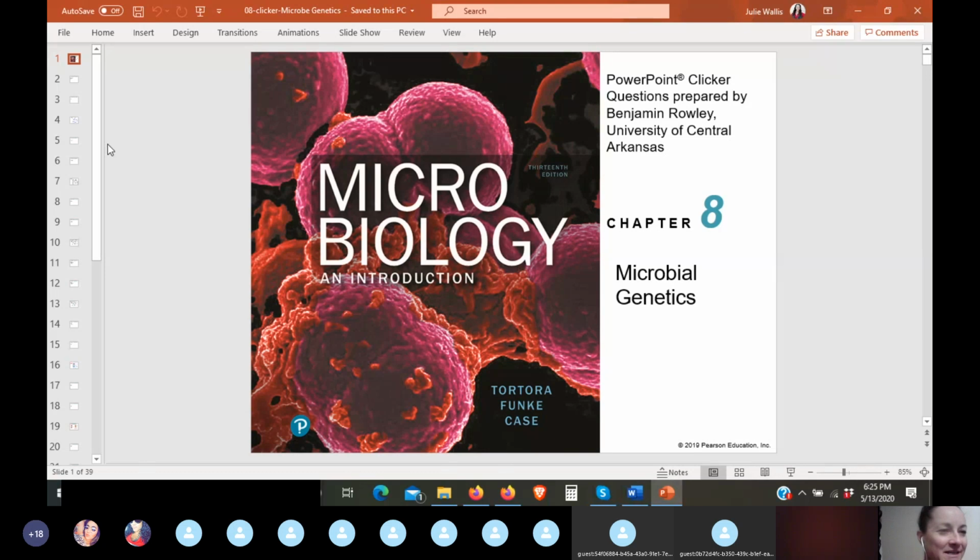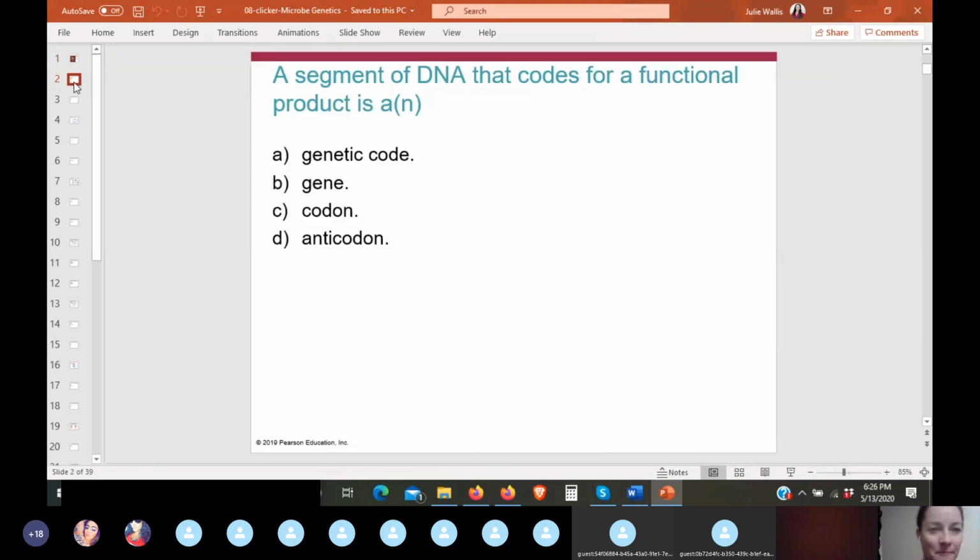First question is, a segment of DNA that codes for a functional product is A or N. This again should be review. Maybe not, based on your votes. I have votes for A, B, and C. The correct response is B. That is a gene.